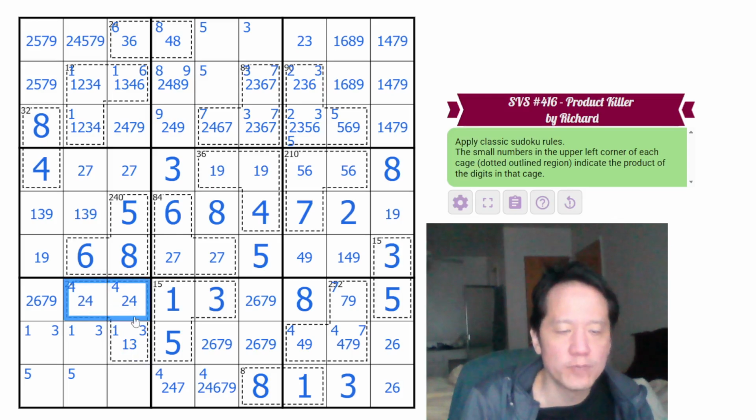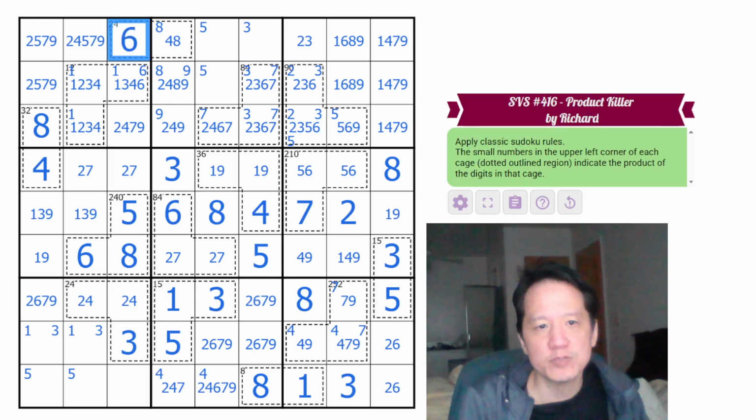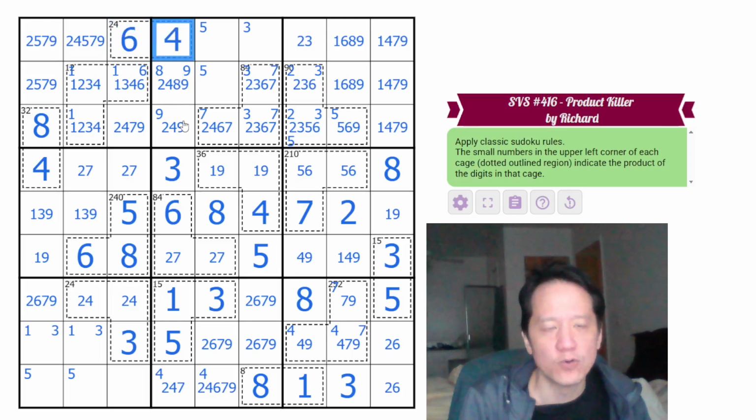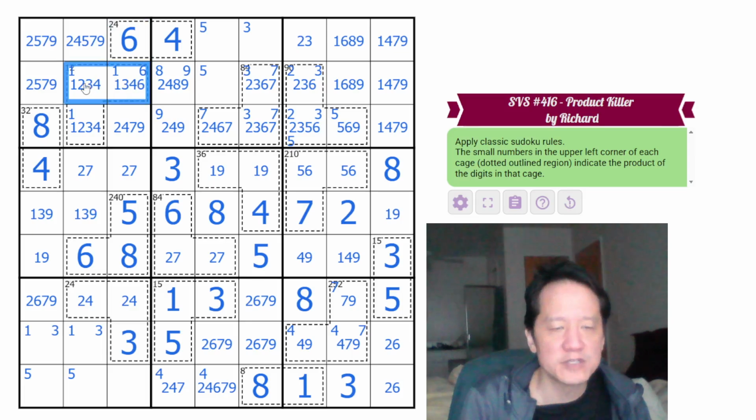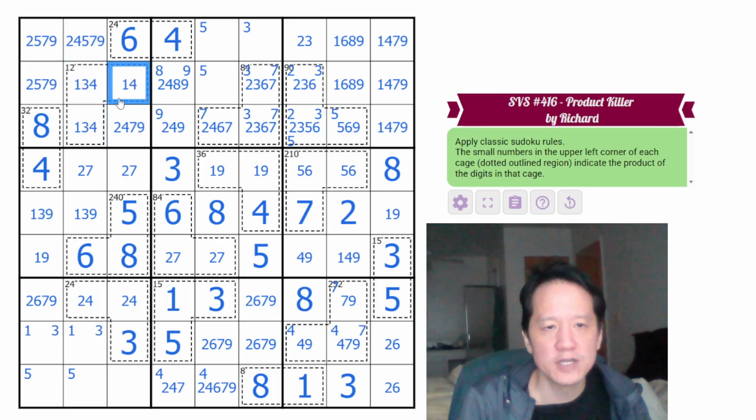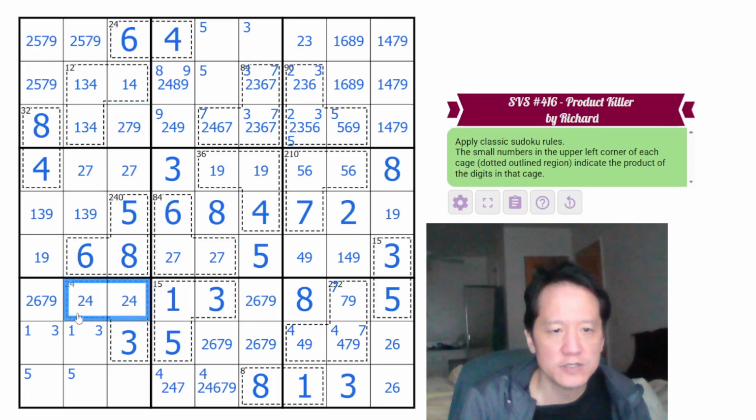Well, 2-4 needs a 3 to multiply to 24. So this must be 3, which makes this a 2-4 pair. This can't be 3 anymore, so this must be 6, which means this is a 4. This 6 means it can't be 1, 2, 6 anymore, so it's 1, 3, and 4 here. This can't be 3. This can't be 4 here in either of these places. This is 2 and 4, so this can't be 2. This can't be 2.